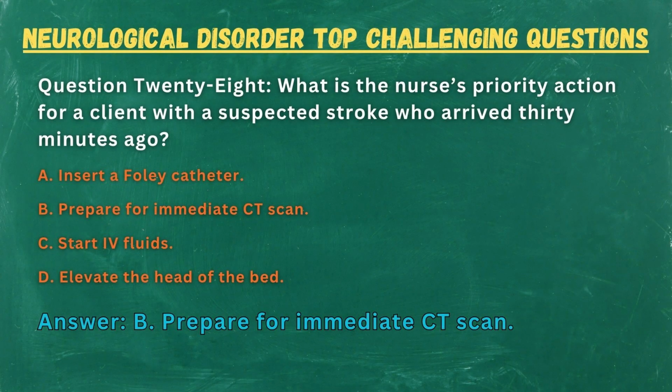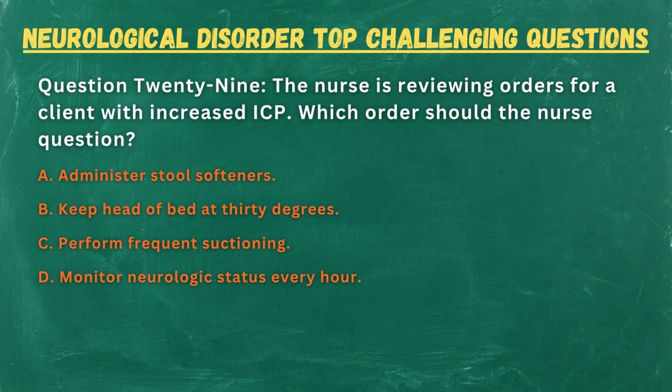Answer: B. Prepare for immediate CT scan. Question 29. The nurse is reviewing orders for a client with increased ICP. Which order should the nurse question? A. Administer stool softeners. B. Keep head of bed at 30 degrees. C. Perform frequent suctioning. D. Monitor neurologic status every hour.